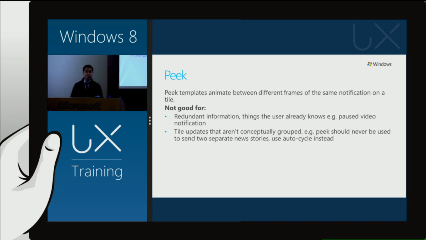Peeks aren't good for showing more than one piece of information. It's not good for showing redundant information either. So if you're going to use more than one piece of content, don't use peek. Use it just for one piece and extend that. If you are going to use it for multiple pieces of information, more than one, use autocycle.